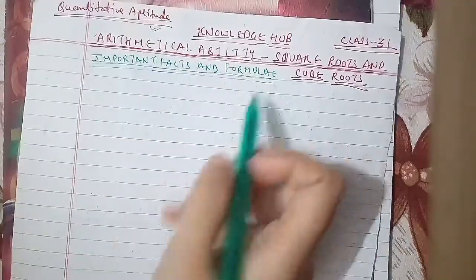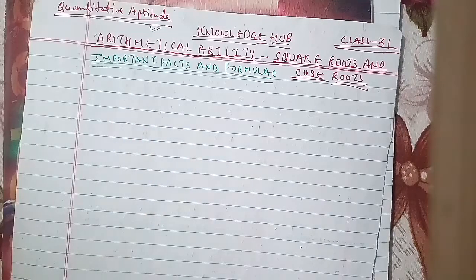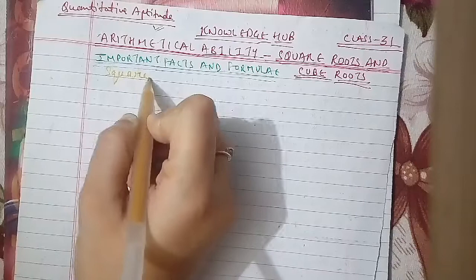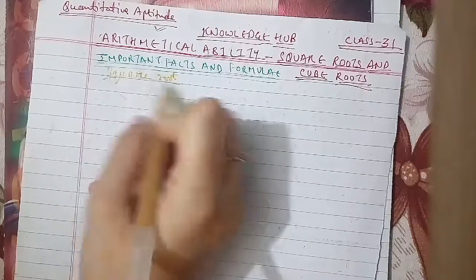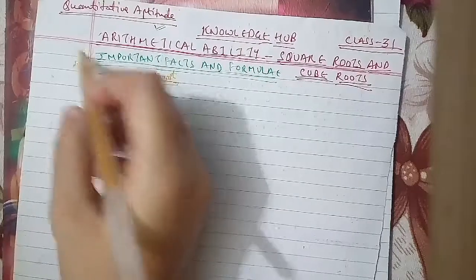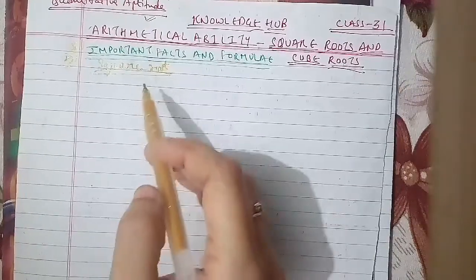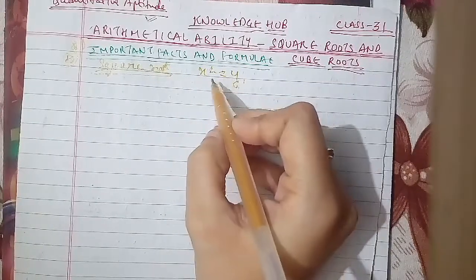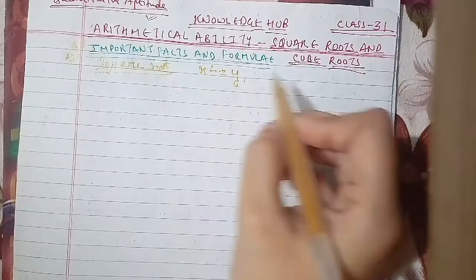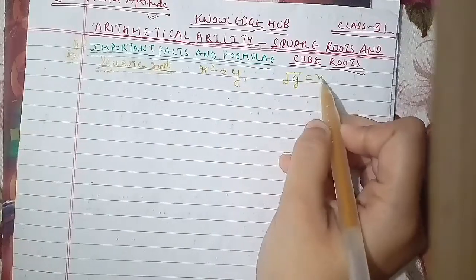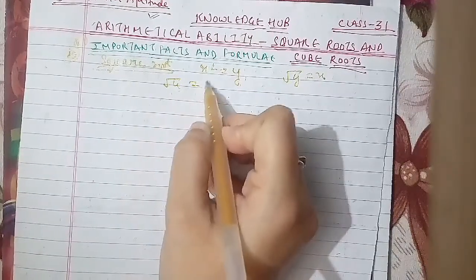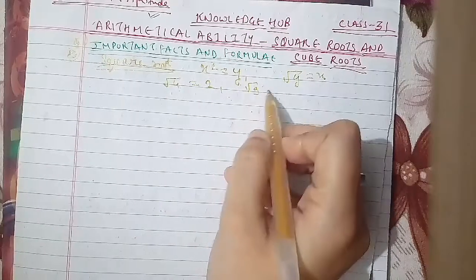What is the square root here? You have to know this chapter very well. In terms of square root, if x square equals y, then we say that the square root of y is x. We write under root y equals x. Thus we can say under root 4 equals 2, under root 9 equals 3, or under root 196 equals 14. So these are the square roots being represented.